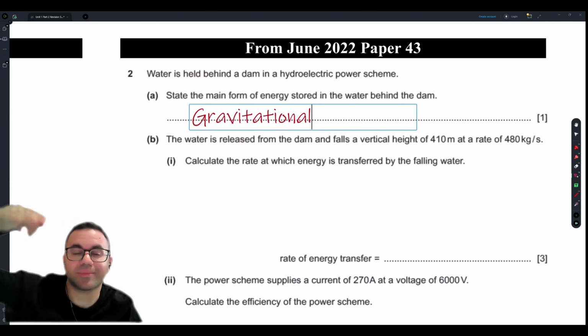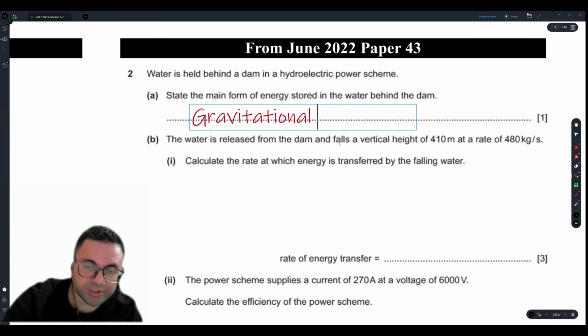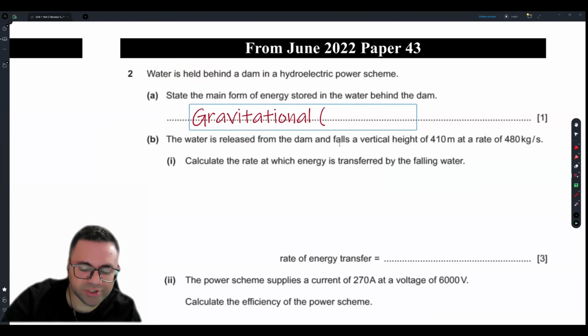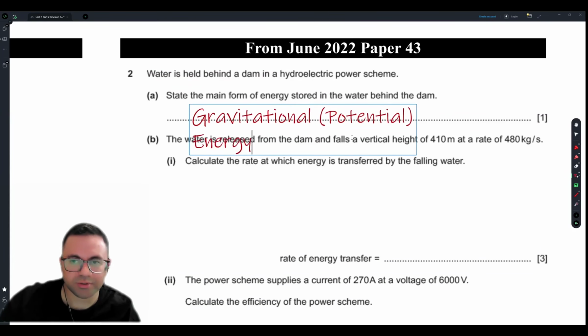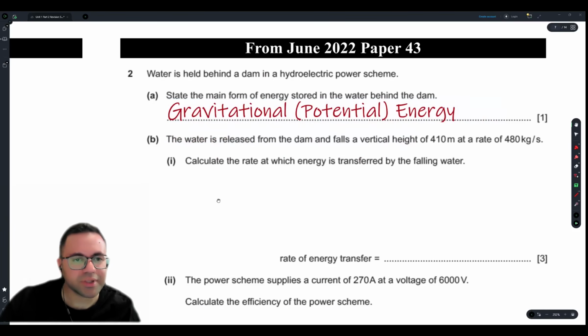So when you lift something up, when the water is lifted high up behind a dam, it's gravitational. You can use gravitational, or you can say the full term, gravitational potential energy. You don't have to say the word energy, because it's already mentioned, but still.